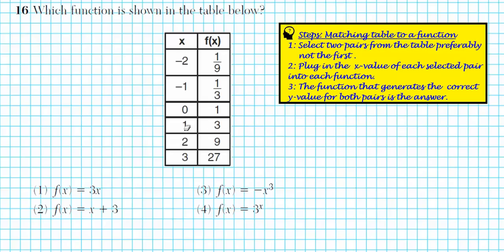One cool strategy you might want to keep in mind is to try and stay away from the first few entries. In this problem, I'm going to pick the third and the fourth coordinate pairs. Let me call those A and B. This is A right here, and this is B. So these are the 2 pairs I'm going to be testing these functions with to see which one is the correct answer.